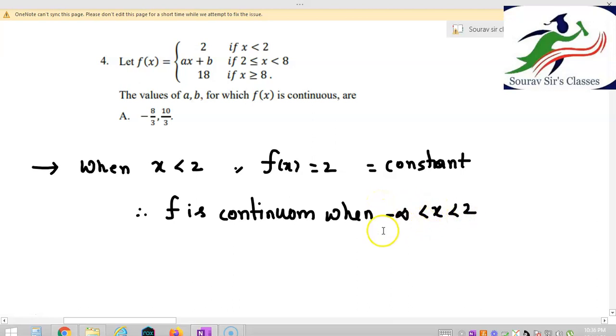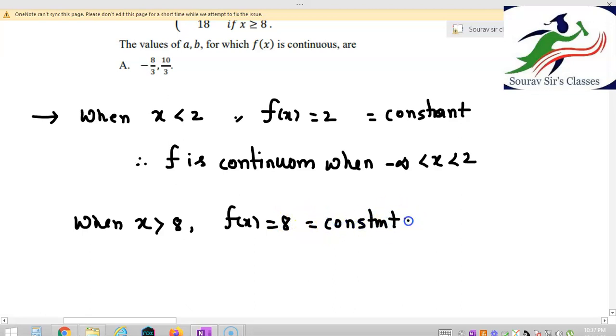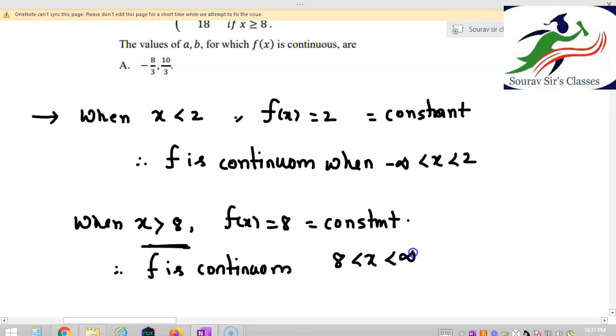Okay, now when x is greater than 8, then f(x) is equal to 18, right? Again it is constant, right students? We know that every constant function is continuous, therefore f is continuous when 8 is less than x less than infinity.